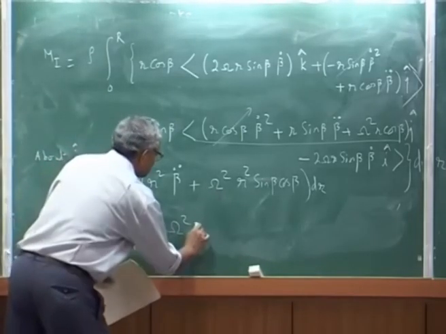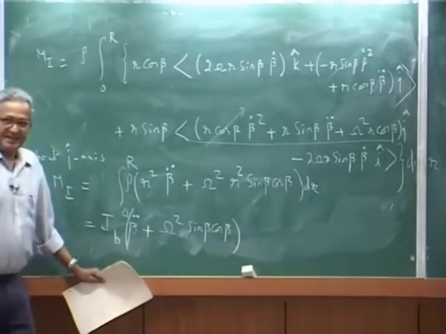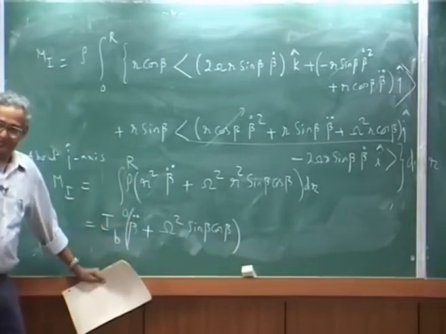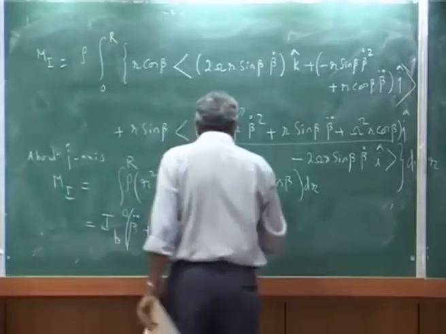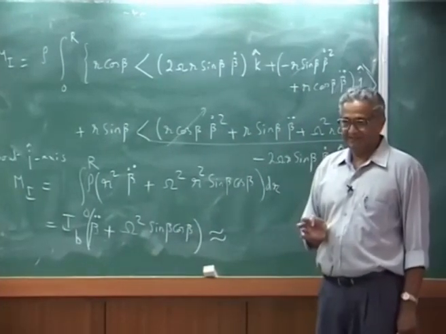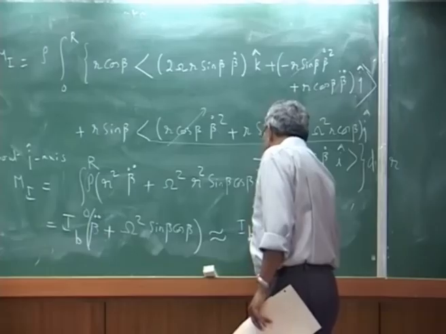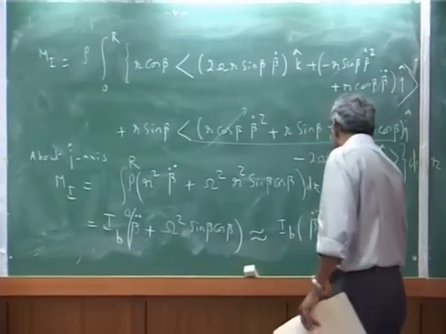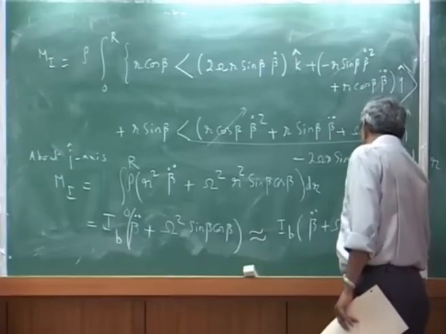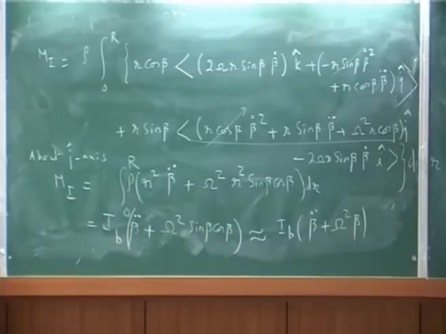Omega square sine beta cosine beta. Here the double dot is the derivative with respect to time. I am approximating this now, when my angle is small: cosine beta is 1, sine beta is beta. So I will write this as IB beta double dot plus omega square beta. That's all. So my inertia moment in the flap direction about the j-axis is this.